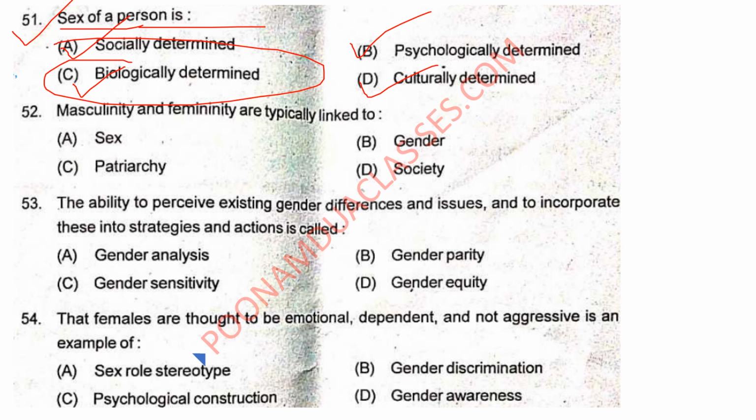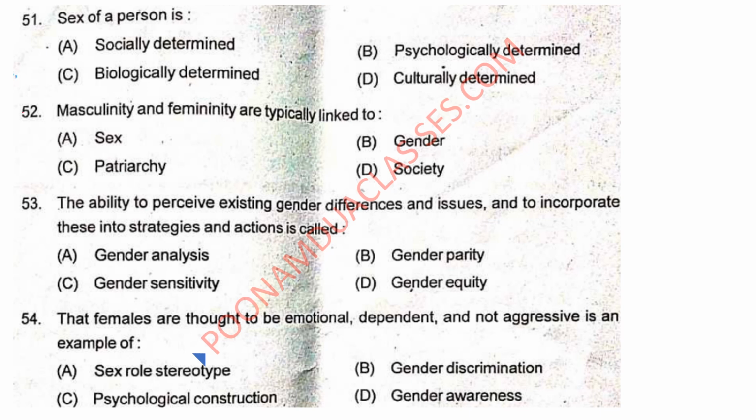A person's biological sex usually refers to their status as female, male or intersex depending on their chromosomes, reproductive organs, and some other features biologically. Option C here is the right answer.